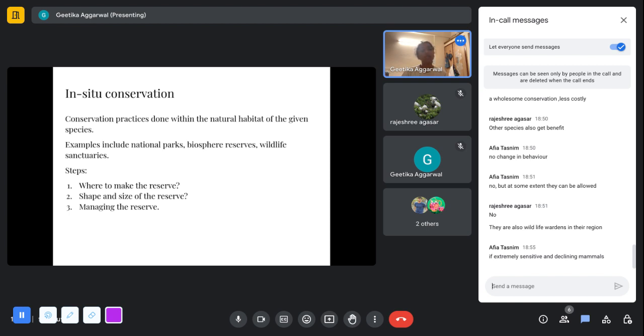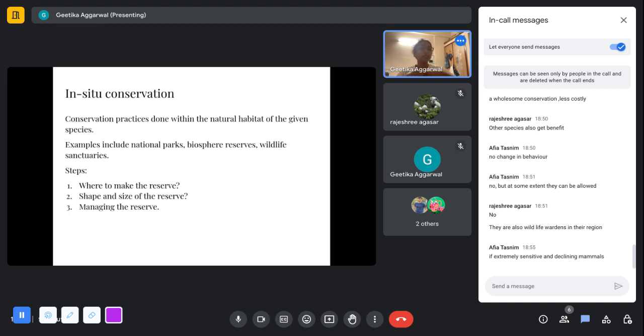Yeah, if the species in question is extremely sensitive and the numbers are highly declining, you're correct, you cannot save them with in situ conservation. It's better to have a more intervening strategy, for example, ex situ conservation. What else are the cons of in situ conservation?